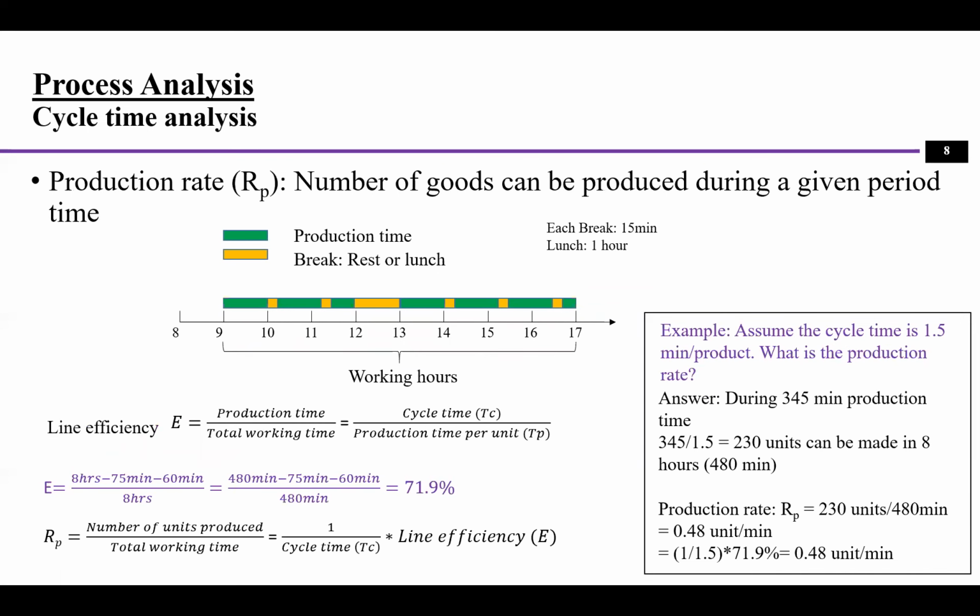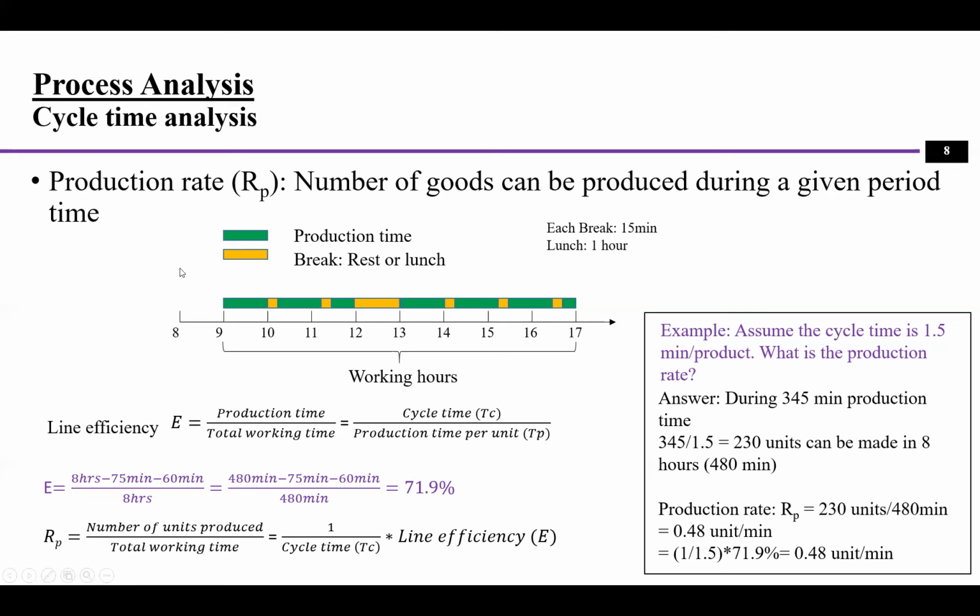Now let's look at another concept which is called production rate. Production rate means the number of goods or products that can be made during a given period of time. Now let's assume that a factory starts to work at 9 o'clock and finishes everything at 5 p.m. 9 a.m. to 5 p.m. is a very typical 8 hours working time during the day.